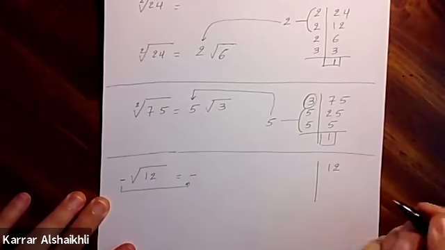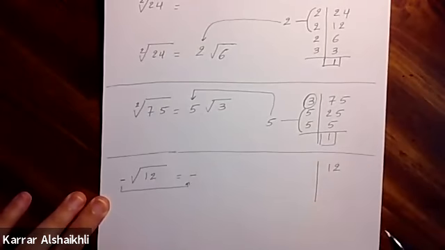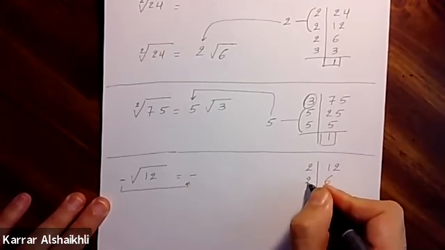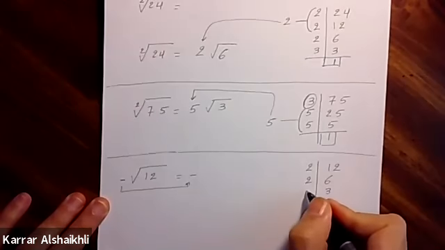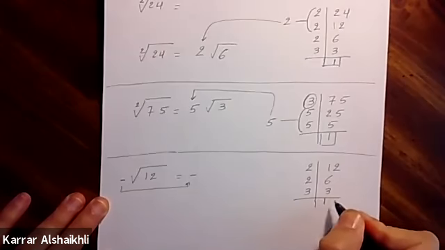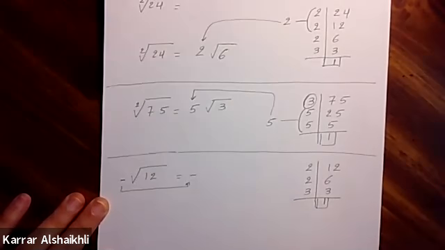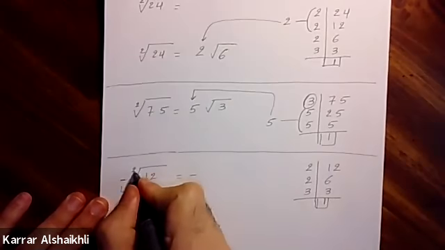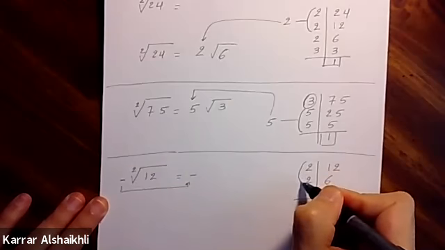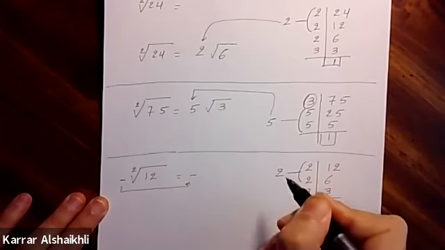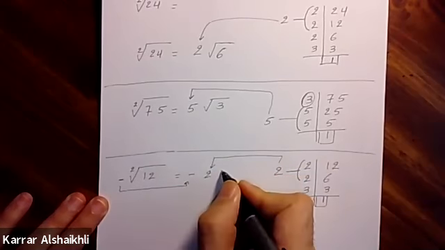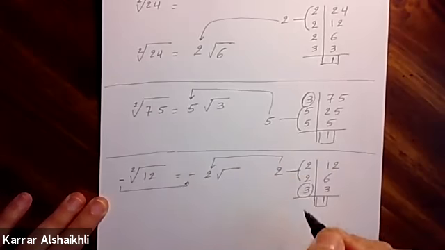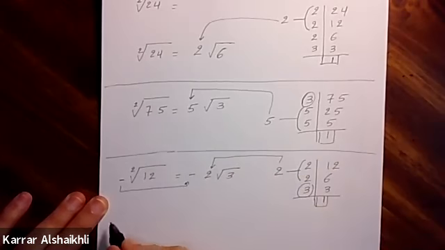Here's the 12. Start dividing by the smallest number. 12 divided by 2 is going to be 6. 6 by 2 is going to be 3. 3, you can't divide it by 2, so I'm going to divide it by 3. It's going to be 1. We're done here. Now, square root, that means the number here is 2. So I'm going to take every 2 similar numbers as 1. I'm going to write down the 2 here outside. And the leftover, you see, the 3 by itself is going to be inside the root.